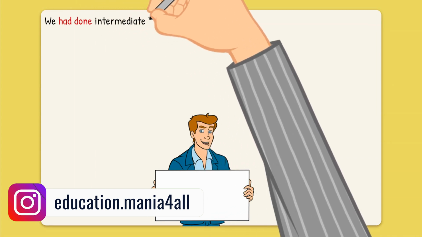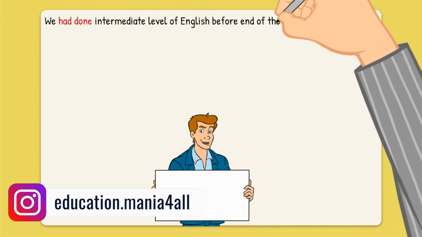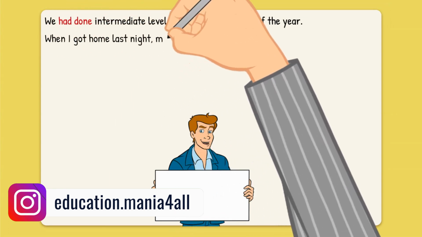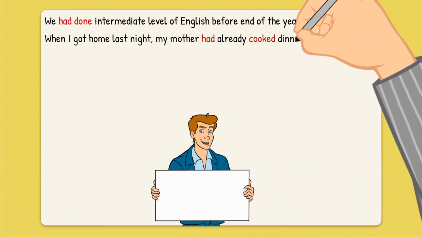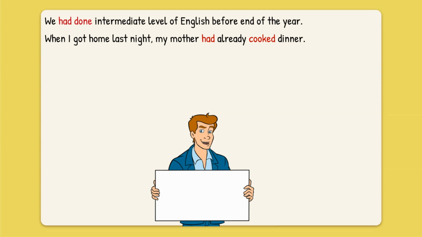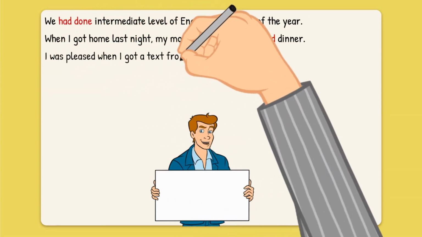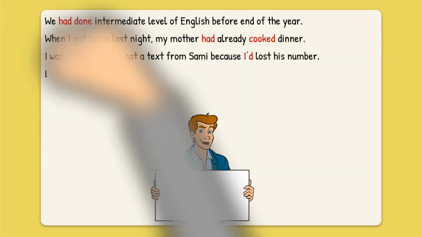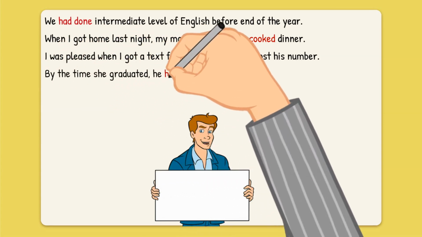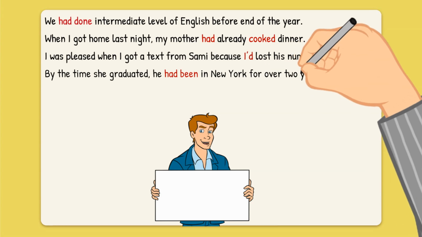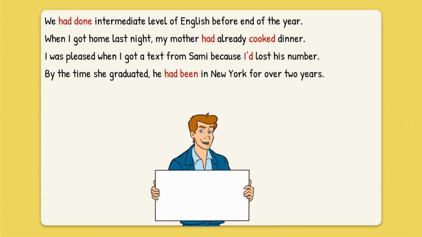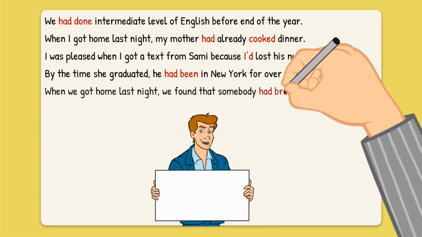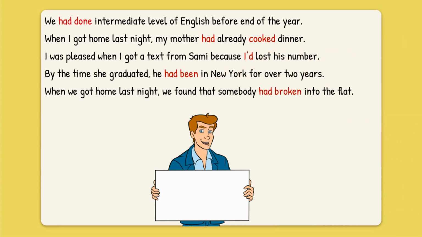We had done intermediate level of English before end of the year. When I got home last night, my mother had already cooked dinner. I was pleased when I got a text from Sammy, because I'd lost his number. By the time she graduated, he had been in New York for over 2 years. When we got home last night, we found that somebody had broken into the flat.